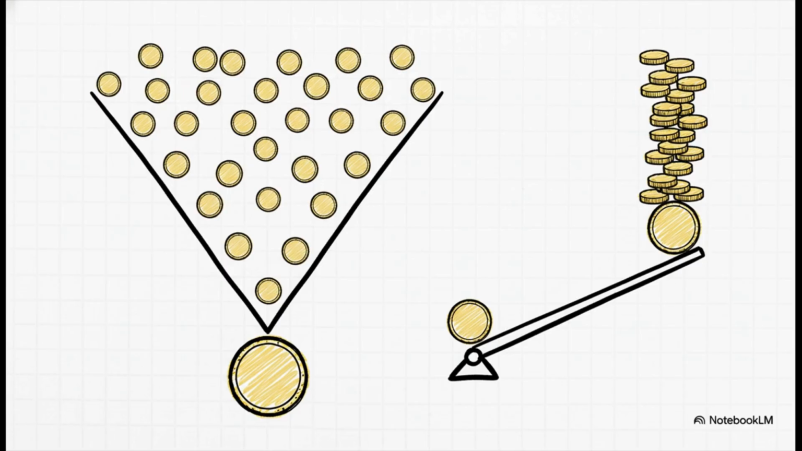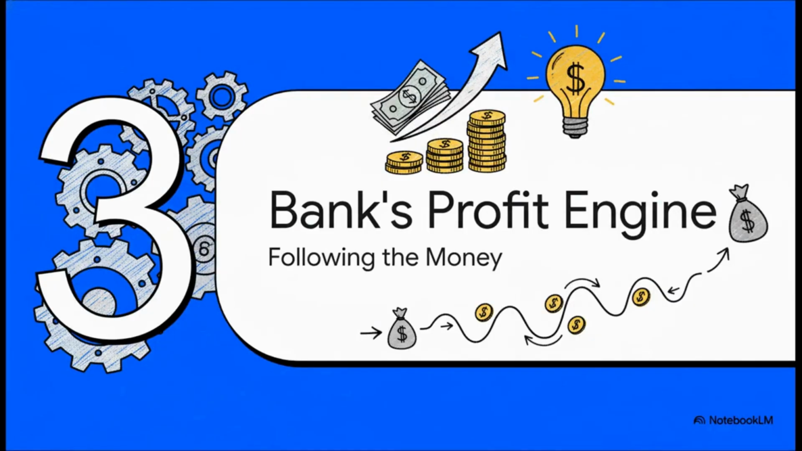It expands the total money supply, and it's what fuels economic growth by funding new investments, creating immense leverage throughout the entire system. So if that's how the machine is built and how it expands the money supply, the next logical question is, how does the bank itself actually make a profit from all this? So let's move on to part 3, and, well, let's follow the money.